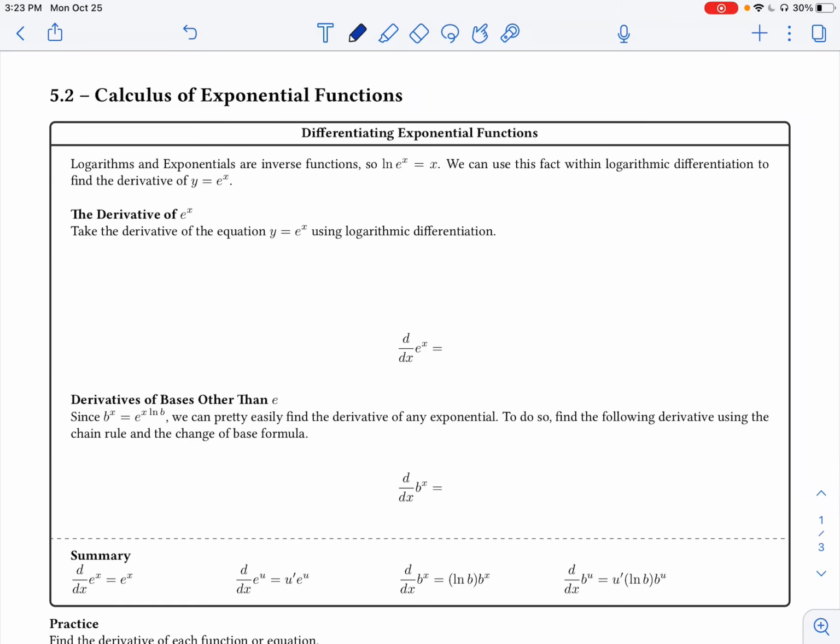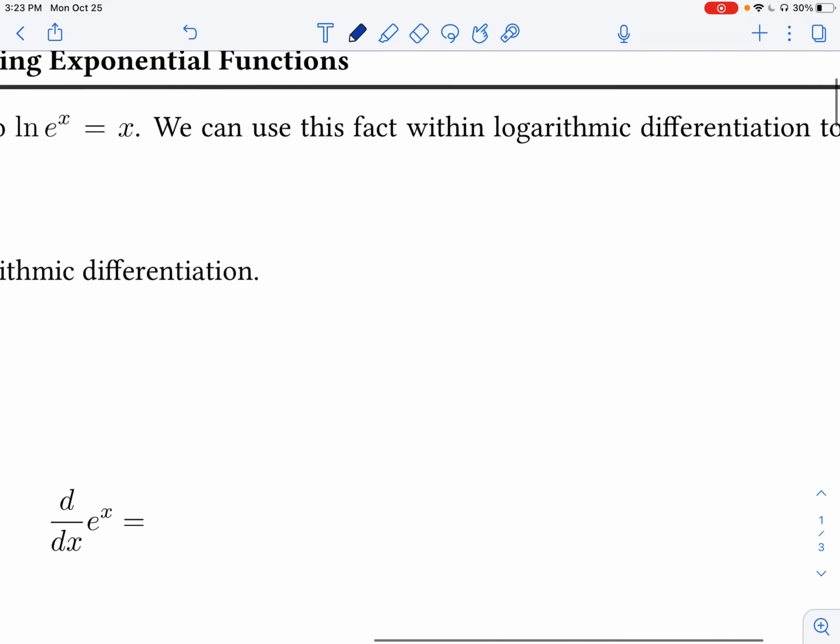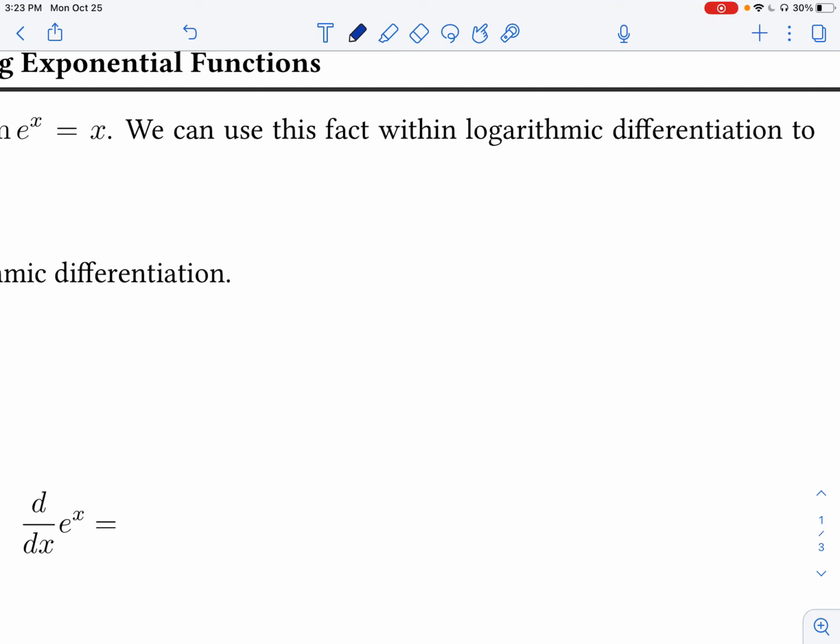All right, now that we've talked about logarithmic differentiation, we are actually going to be able to use that to help us understand how to find the derivative of exponential functions. So let's say, for example, we were looking at the derivative of e to the power of x. So let me go ahead and write that. I'm going to rewrite this as an actual equation. We're going to write this as y is equal to e to the power of x.